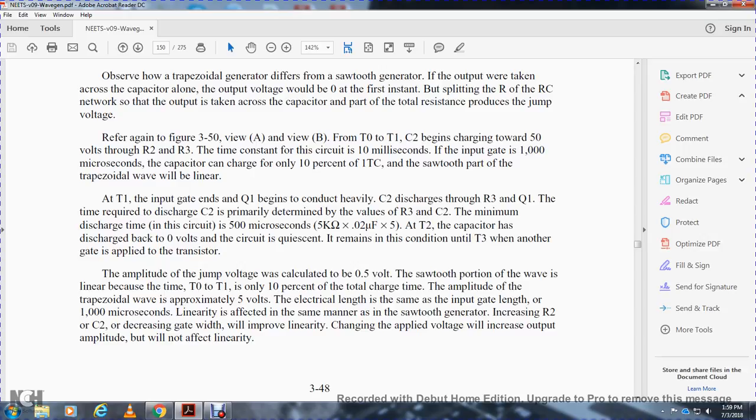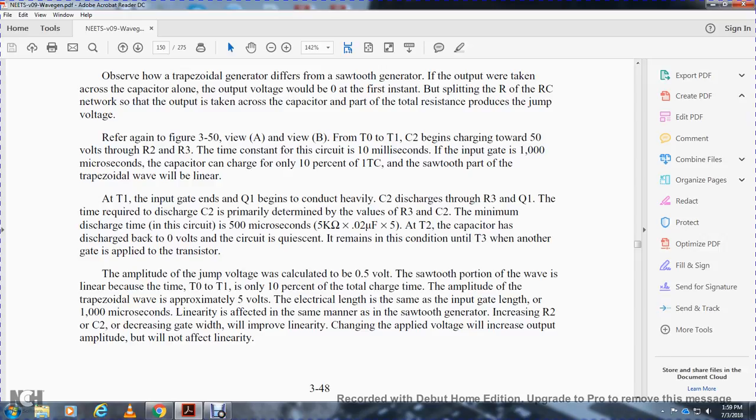Minimum discharge time in the circuit is 500 microseconds: 500 kiloohms times 200 microseconds times 5 time constants. At time 2, the capacitor has discharged back to 0 volts. The circuit is quiescent for the remainder of the condition until time 3, when another gate is applied to the transistor. The amplitude of the voltage was calculated to be 0.5 volts.